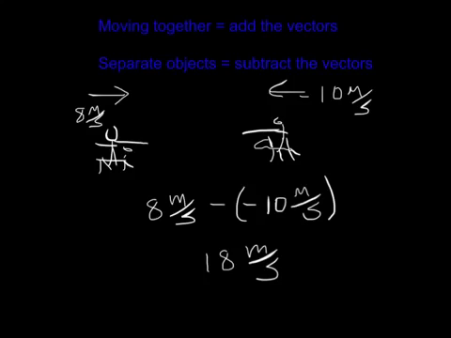If I have two objects that are on a collision course or moving away from each other, then I have separate objects that are not influencing each other. I'm going to subtract. Separate, subtract.